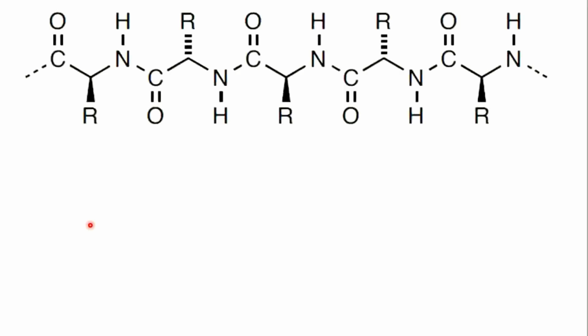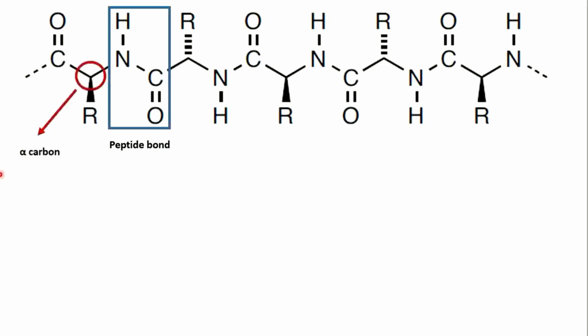Now, to go ahead, we have to learn a little about the peptide bond. Here we have a polypeptide. In this polypeptide, we have the peptide bond, that is the NH-CO bond. So we have a bond between nitrogen and carbon, and this bond is called the peptide bond. Near this nitrogen we have the alpha carbon. So here we have alpha carbon, then peptide bond, then again alpha carbon, then peptide bond, then again alpha carbon, then peptide bond, and so on.